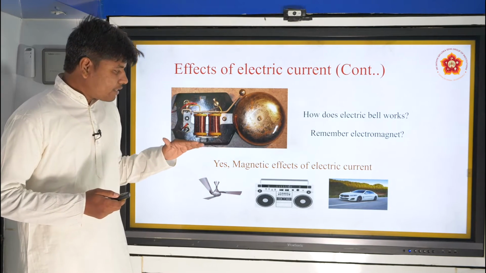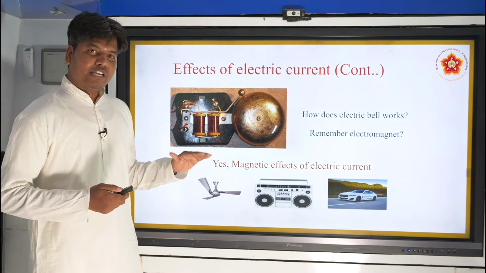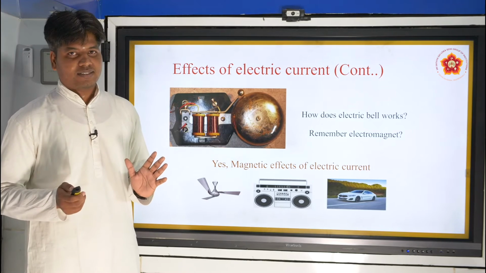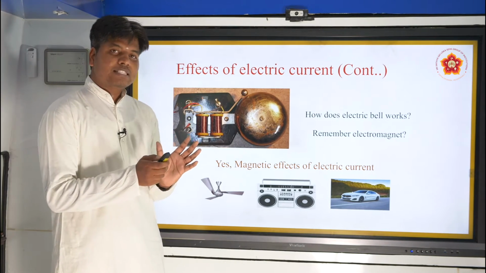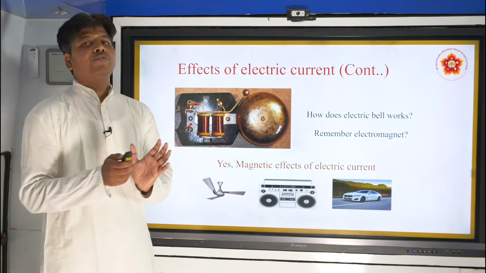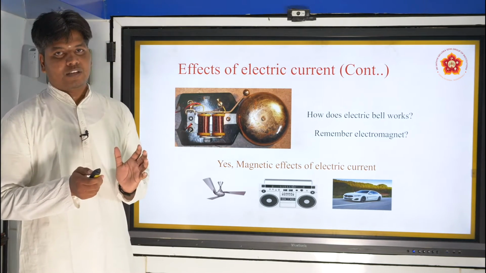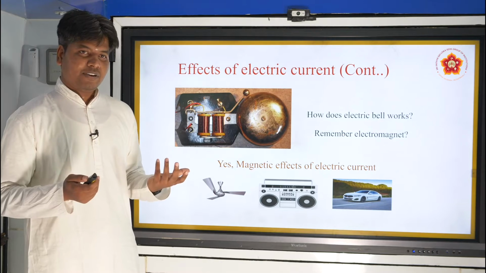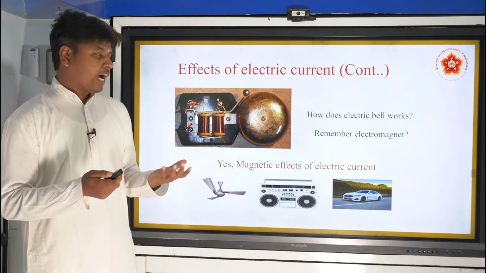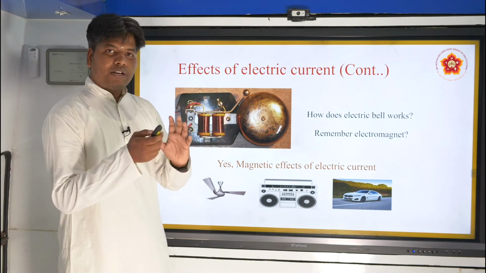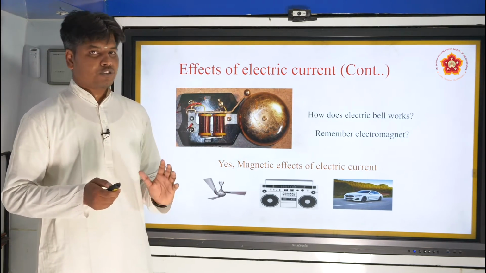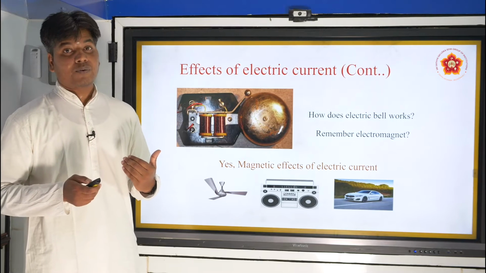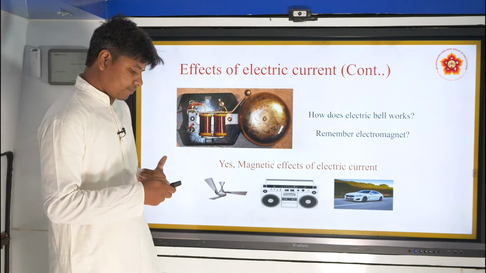To study this magnetic effect, we need to know about the magnet first. Yes or no? Then only can we know its effects and we can simulate these effects when we pass the electric current. If you don't know about the magnetic field and magnetic effects, then how can we simulate that effect by the passage of electric current? So first of all, we need to study the magnetic effect.